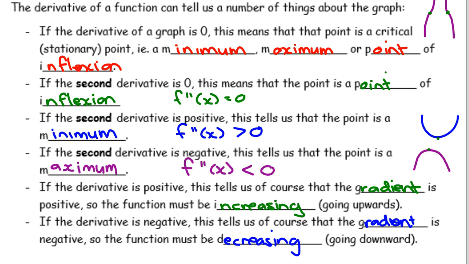If the first derivative is positive, this tells us that the gradient is positive, which means the function was increasing because it was going upwards. If the first derivative turns out to be negative, this tells us that the gradient is negative, so the function would be decreasing, going downwards. That was a little summary of things that we can work out.